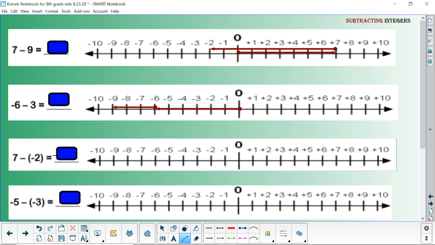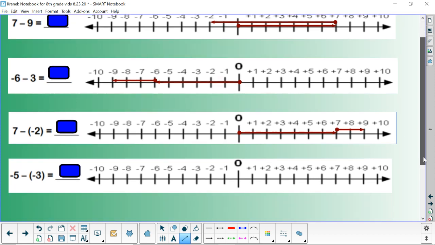So let's try this one. I'm going to have positive 7 subtract a negative 2. So I'm going to start at 0. I'm going to go to positive 7. Now I do want to subtract, so I want to go backwards, but I'm subtracting a negative 2, so I end up having to go the other direction. So I end up at positive 9.